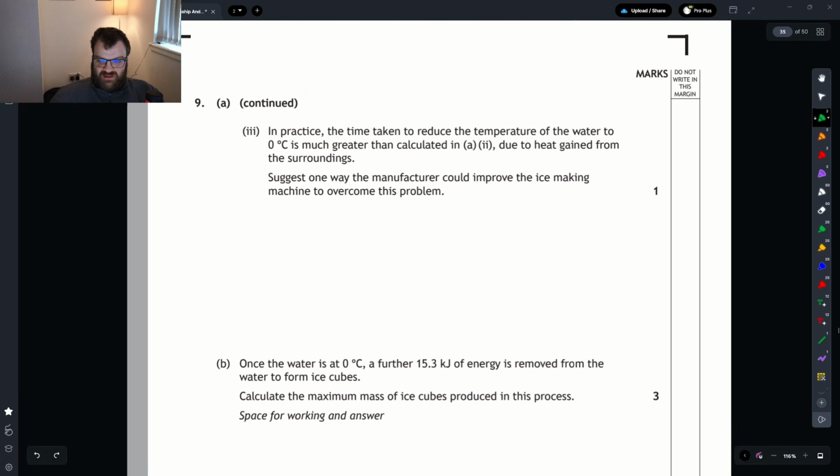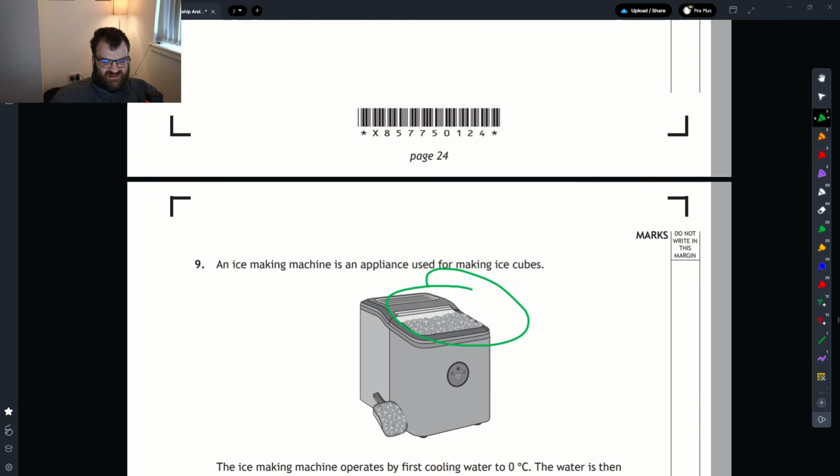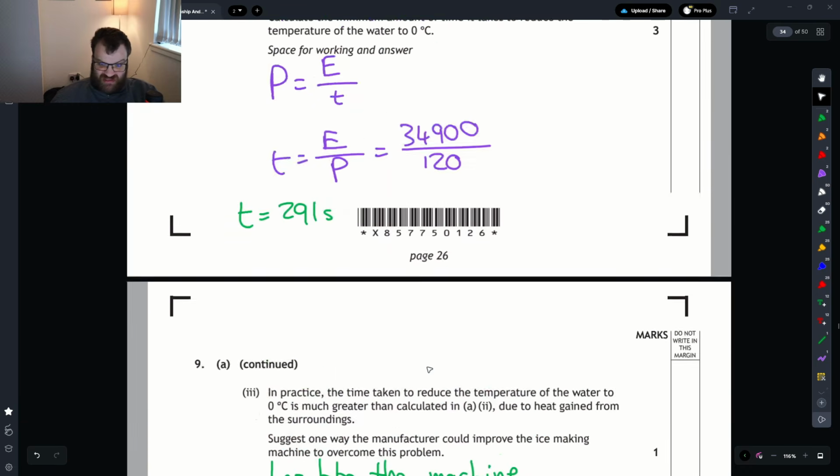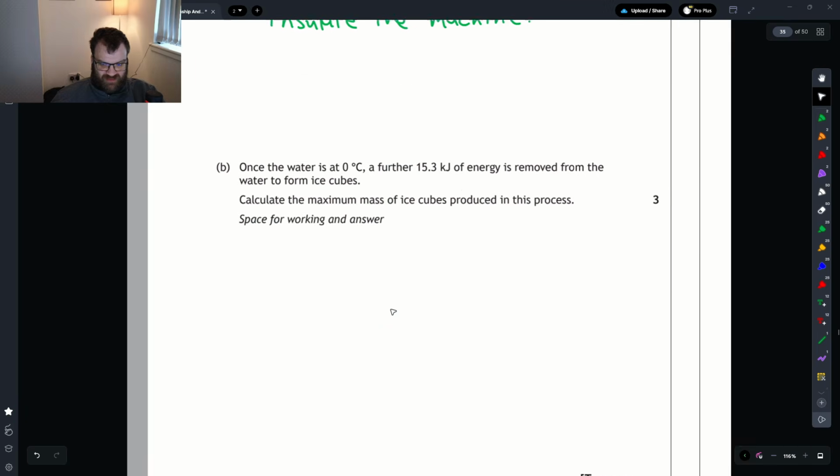Next one, the time taken, heat gain from surroundings. One way they could improve this feels like the question earlier on about how you would insulate it. So just insulate the machine, or put a lid on it, which is kind of insulating as well. Or just make a thicker container, like an ice box that has polystyrene insulation. That should overcome that problem.